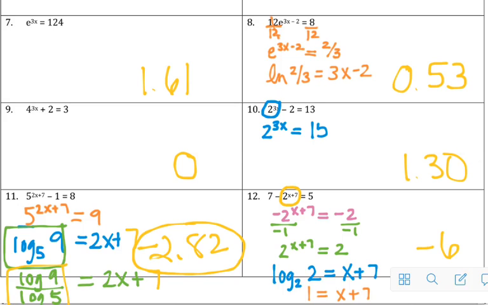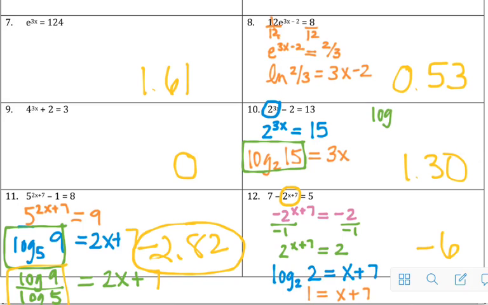15. Okay? So now that I've isolated the power, I got to get that x out of the exponent. The only way to do that is with a log. What's going to be the base of my log? 2. So I'm going to have a log with a base of 2. What will come after the 2? 15 goes next, and that is equal to 3x.